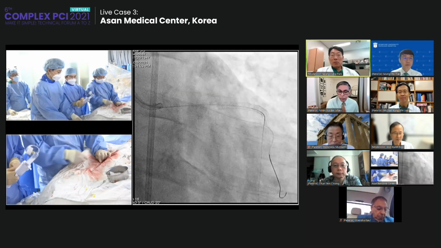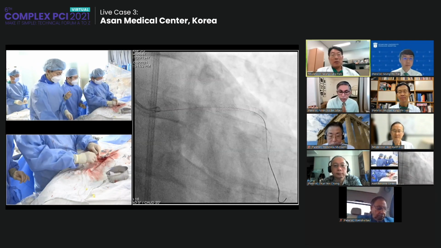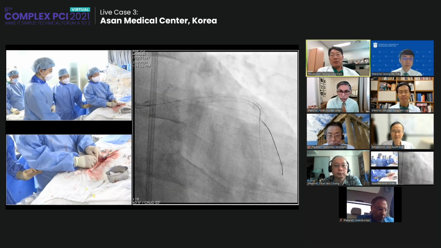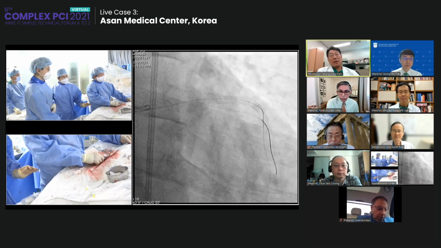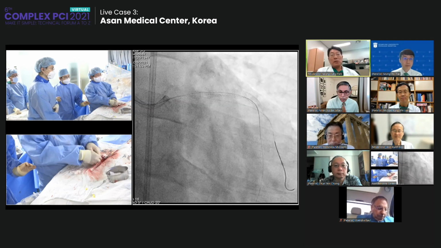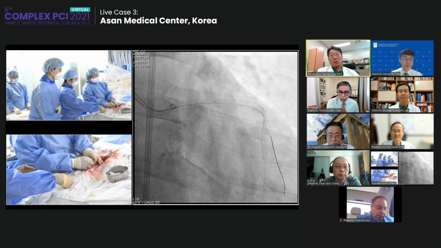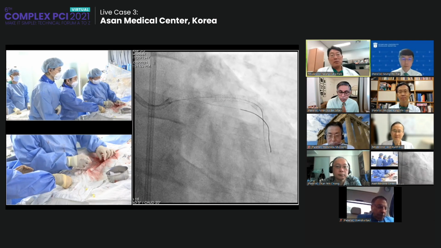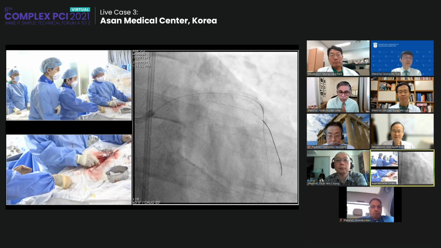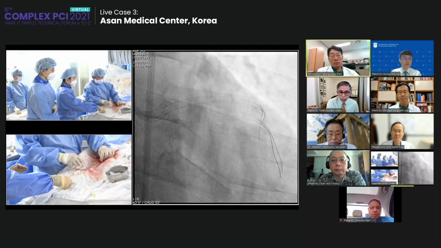All right, there are encircling calciums. There are many choices, right? Cutting balloons, lithotripsy. What do you think? Actually, we don't have any data yet. However, just high pressure balloon inflation, it works, right? Still, we try to force the non-compliant balloon first. Dr. An, what do you think? Yes, I have the same idea that non-compliant balloon first would be the safe and effective way for the calcified lesion.